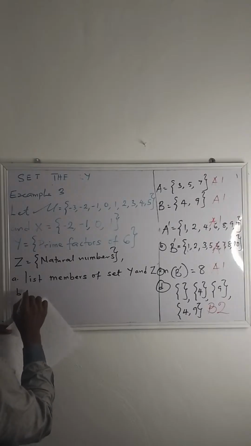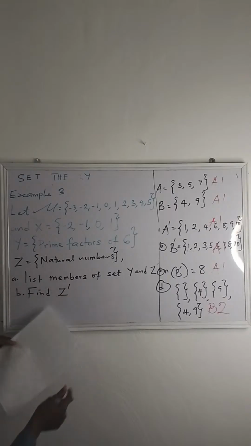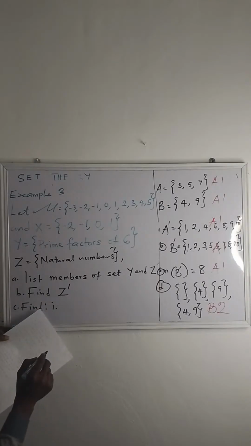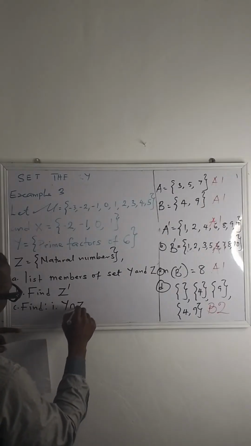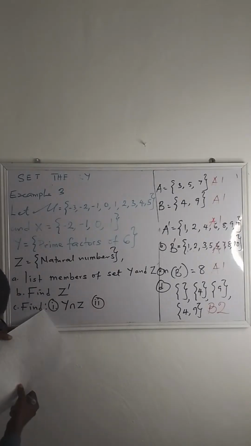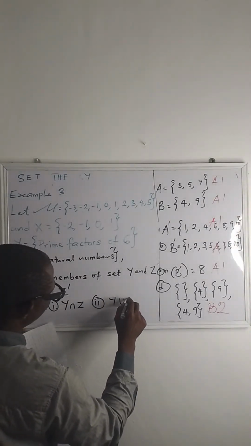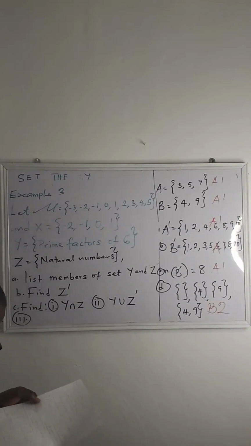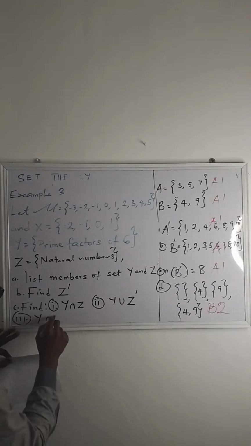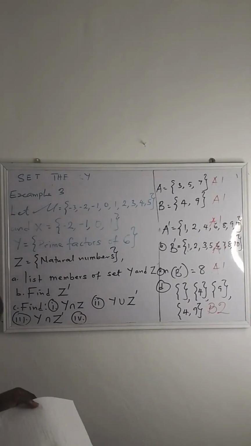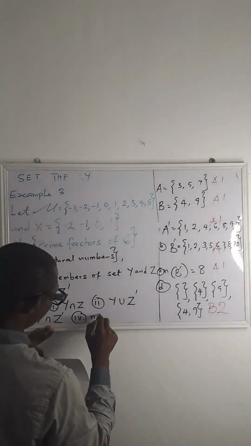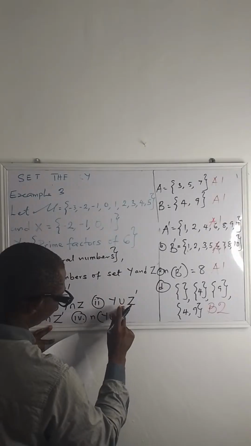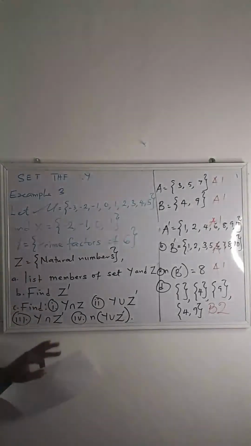And B, find Z complement. C, find: Roman numeral 1, Y intersection Z; Roman numeral 2, Y union Z complement; Roman numeral 3, Y intersection Z complement; Roman numeral 4, number of elements in Y union Z complement. Okay, so now this is the question.